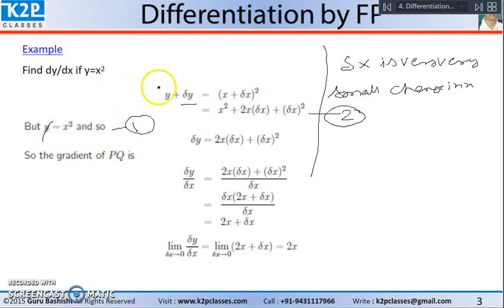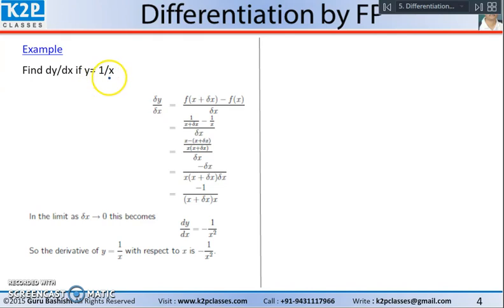So y cancels out by y and delta y equal to 2x into delta x plus delta x whole square. Divide both sides by delta x. Take delta x common, so you will get 2x plus delta x by delta x. So this delta x cancels out this delta x. It is 2x plus delta x. So limit delta x tends to 0. So this is 0. This becomes 2x. So d(x square) by dx equal to 2x. This is differentiation of x square by first principle.